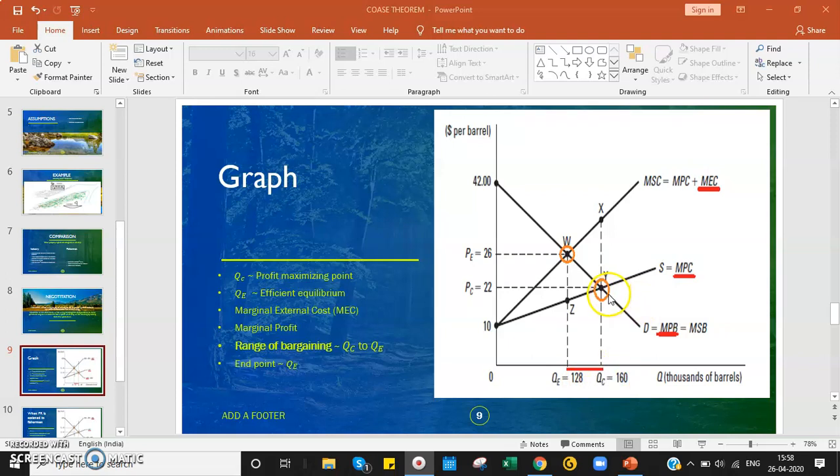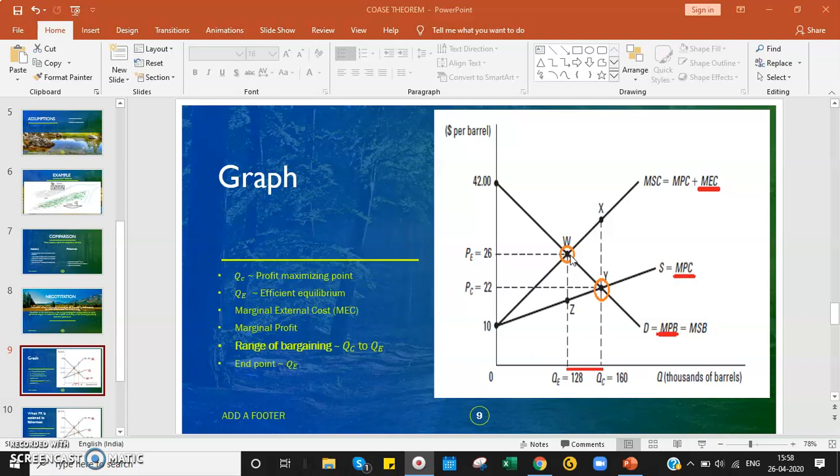It is a point at which the marginal private benefit is equal to marginal private cost. It is also the point which we call the profit maximizing point, and it is the point at which the industry is producing at the moment. Another point which we need to note in this graph is QE, associated with the point W. At this point we see that marginal private benefit is equal to marginal social cost.